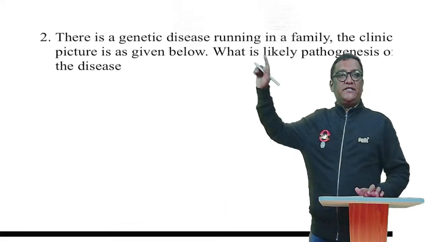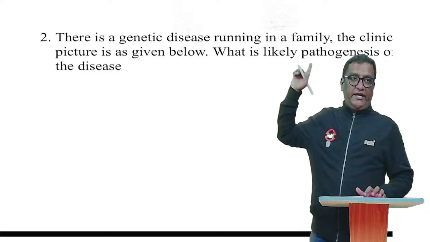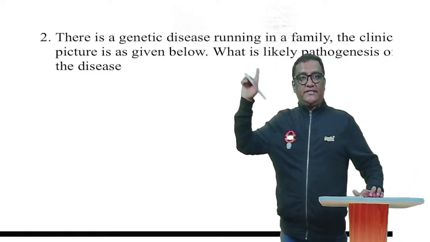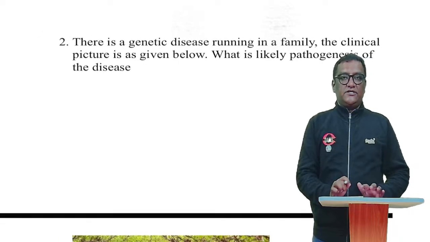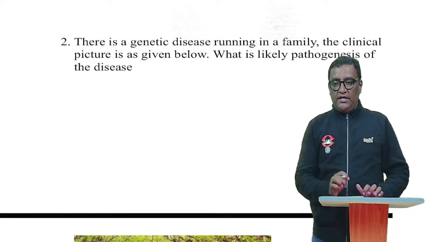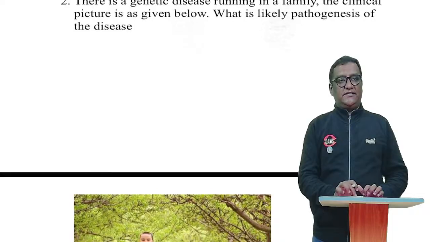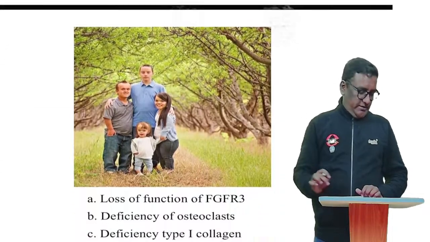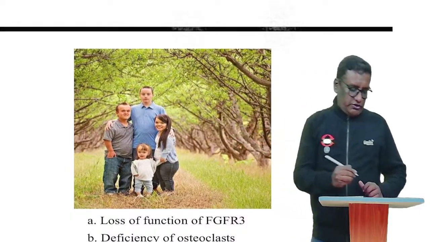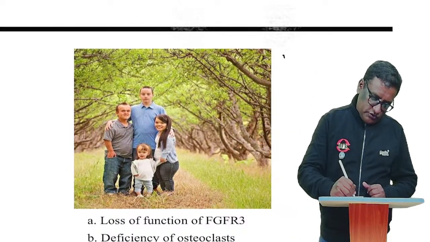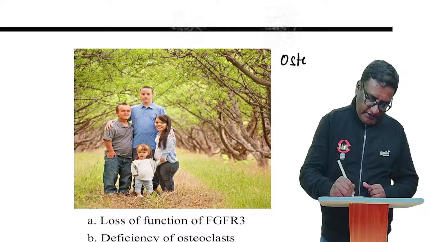Question number two, let us look at question number two. History says there is a genetic disease running in the family. The clinical picture is as given. What is the likely pathogenesis of the disease? So the examiner is asking what is the likely pathogenesis here. This is a clinical picture of the disease. Can you tell me what the problem is here? What is your diagnosis?